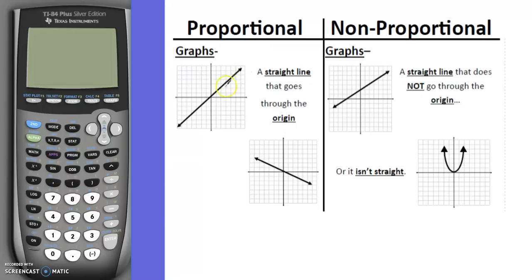The graphs. This is a straight line, and it passes through the origin. Remember, the origin is where the x-axis and the y-axis intersect at 0, 0. Non-proportional, it does not go through the origin. So this is a straight line, but it does not go through the origin. This does go through the origin, but it's not straight.